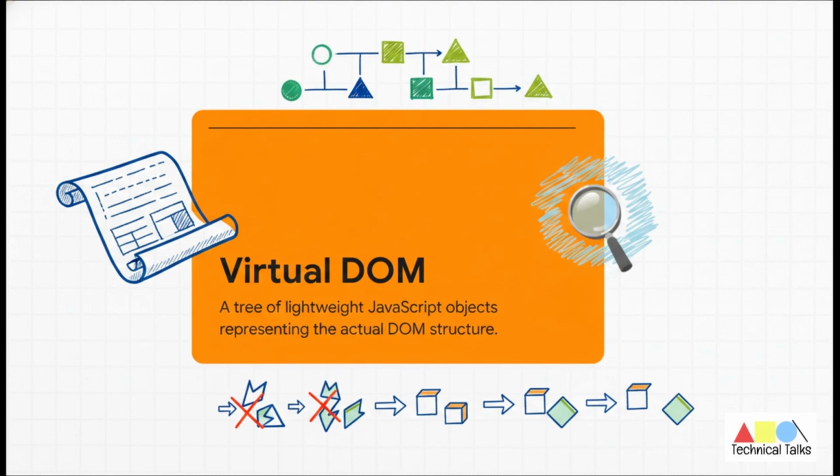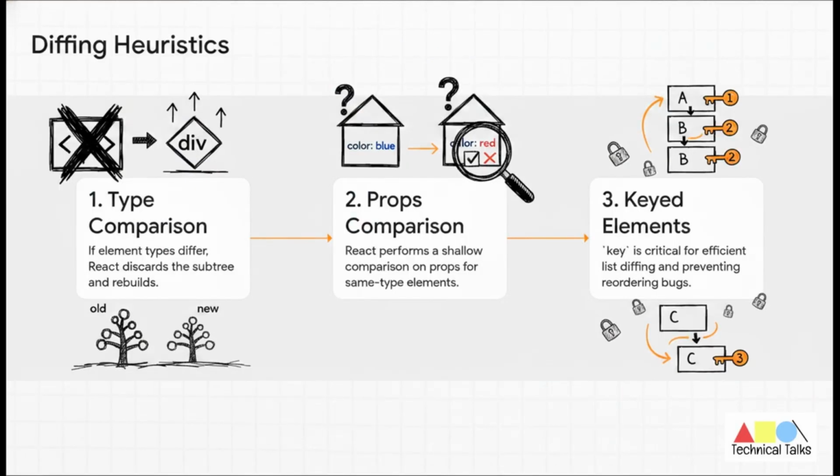Now, why does this matter so much? Well, because touching the real DOM directly, that's slow. It's expensive for the browser. But changing a simple JavaScript object, that's lightning fast. So here's what happens. Your state changes, right? React immediately creates a new virtual DOM tree, and then plays a game of spot the difference with the old one. This whole process is called reconciliation, and React is pretty smart about it.